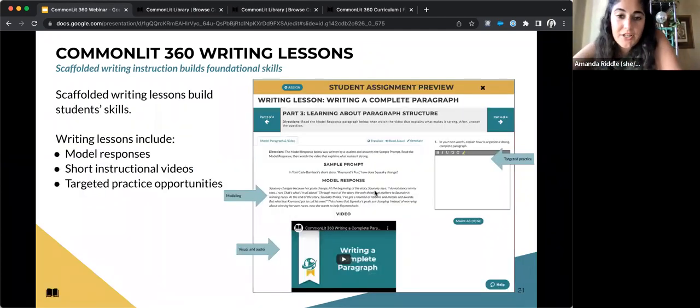And this is just a quick look at a writing lesson, which again, I'll show you digitally how to find. You'll notice for this one, writing a complete paragraph, there's a sample prompt, a model response, some media for your students to engage with, and then targeted practice peppered throughout. It's a writing lesson, they're gonna write.